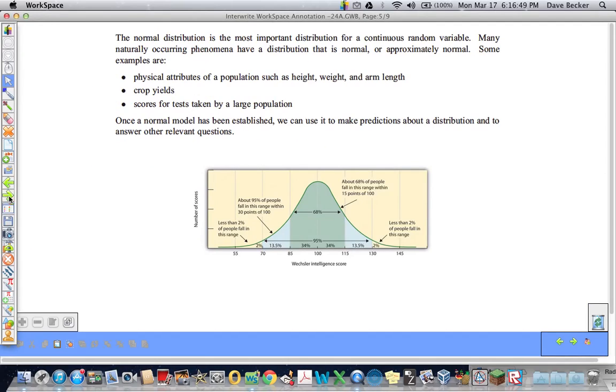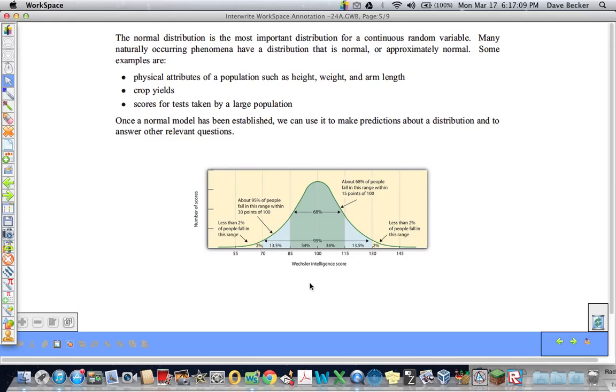And these occur in nature and other applications more often than you would think, and these being normal distributions. Physical attributes of a population, such as height, weight, and arm length, are normally distributed. Crop yields, scores for tests, that's a big one.